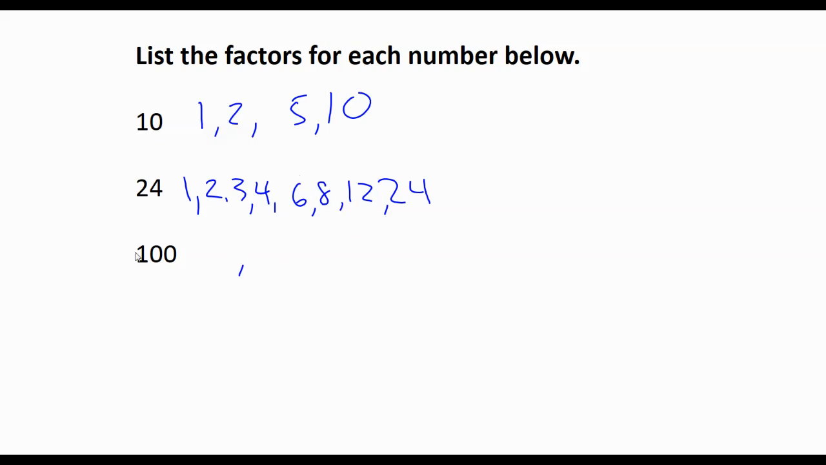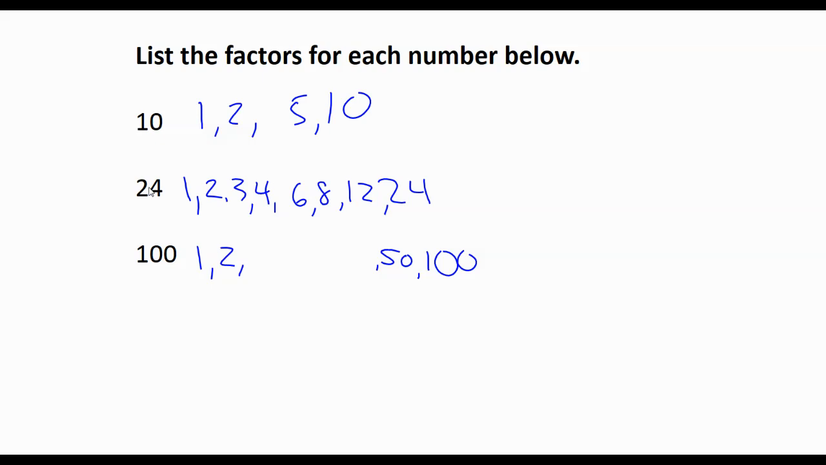And then finally, let's do 100. So we're going to list the factors of 100. I would do 1 and 100. I could do 2 times 50. What about 3? Well, 3 doesn't go into 100. And there's a trick to know if 3 goes into a number. If you add up the digits of the number and that's divisible by 3, then 3 goes into it.